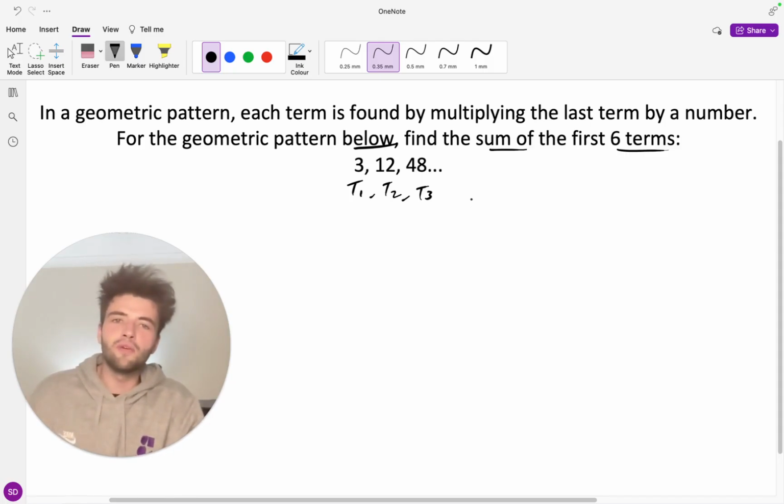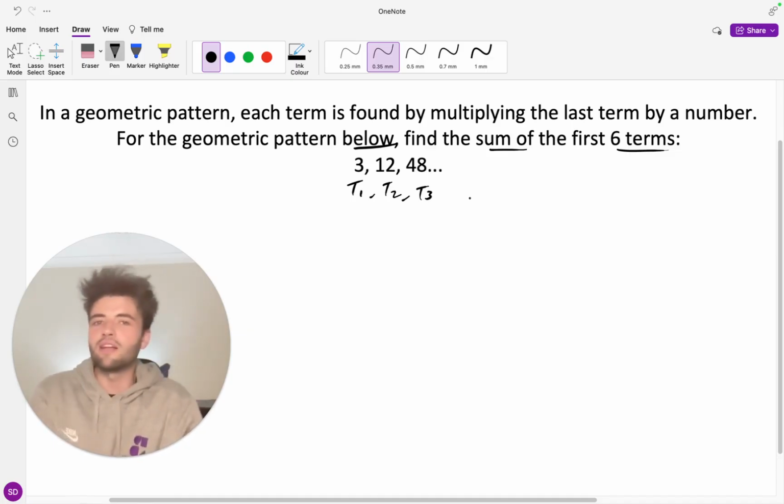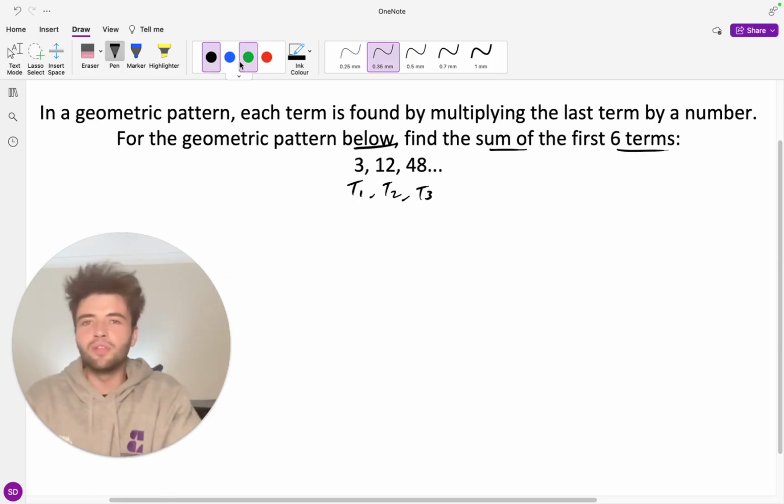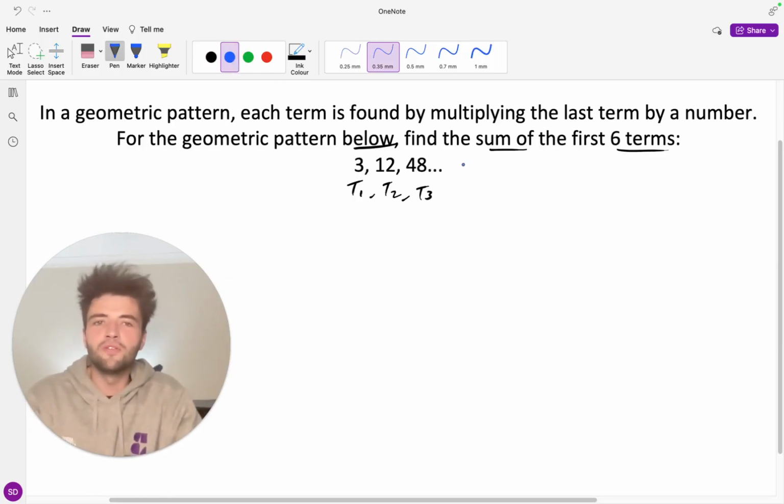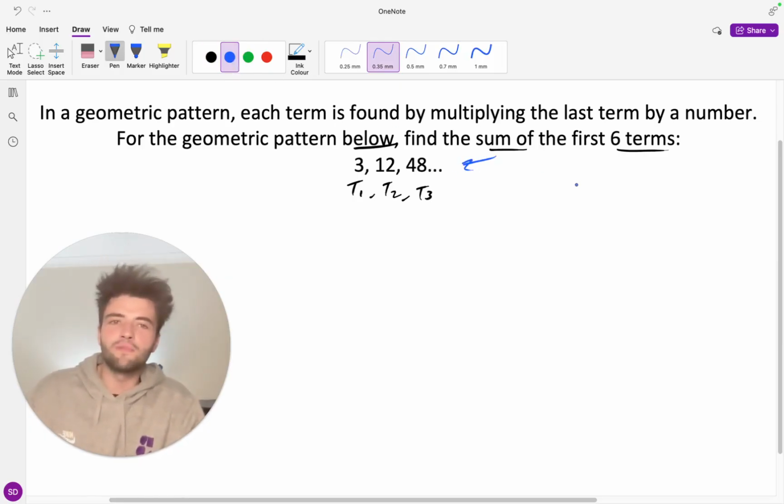So you can basically do this 2 ways. You can either manually find the sum, or you can actually just use the formula. But the very first step here is going to be to find the common ratio, because we're only given 3 terms here, we're not given the ratio.